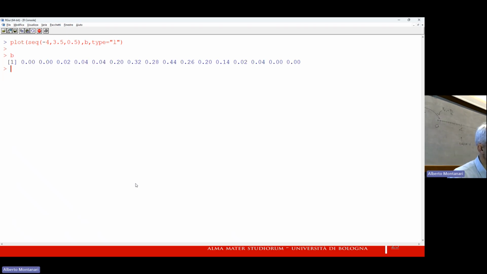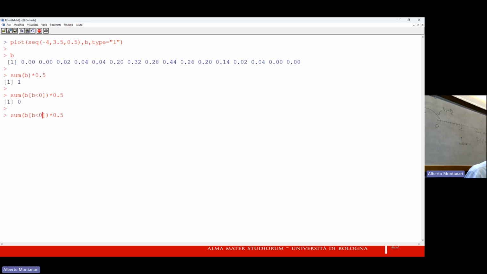So the vector of the frequencies is B, of the density, sorry. If I want to compute the integral, it is sum B times the x step, which is 0.5. It's 1. Now, if I want to get the probability of not exceedance of 0, let me check what is sum B, B lower than 0, times 0.5. I made some, sorry, it is not correct.